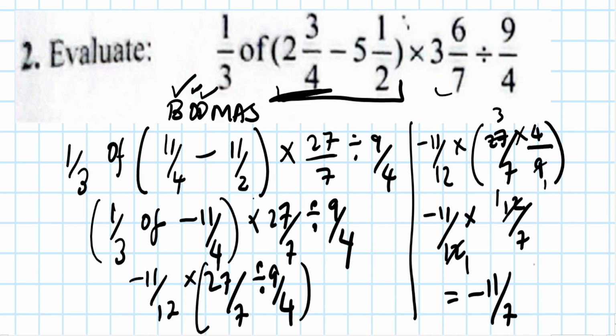In terms of improper to mixed fraction, 7 goes into 11 once, and if you take 11 minus 7, you're going to remain with 4. So your answer is supposed to be minus 1 4/7.